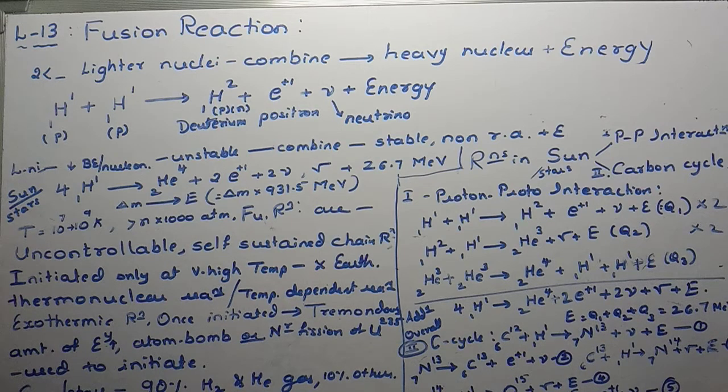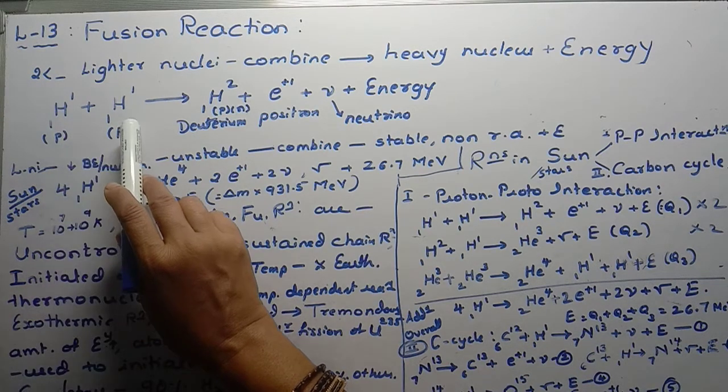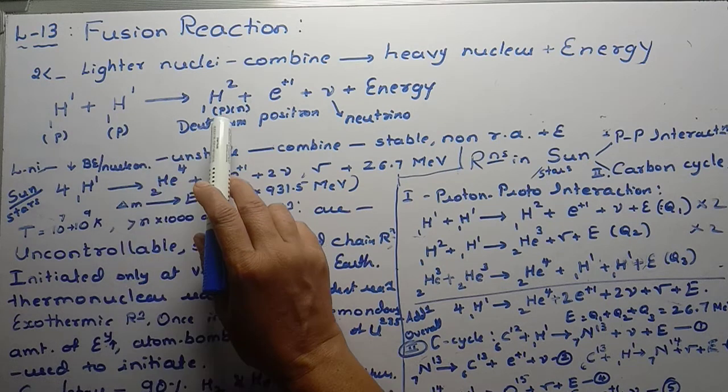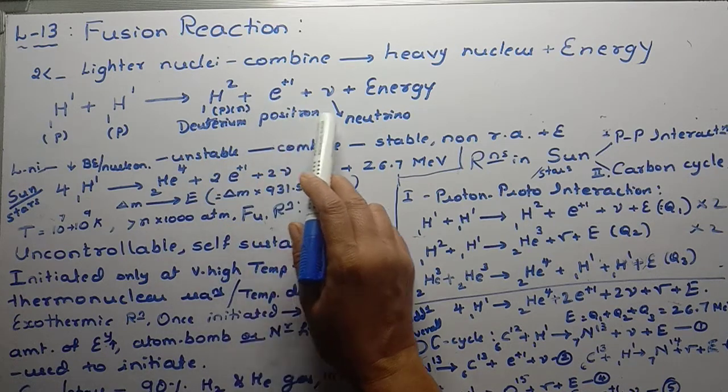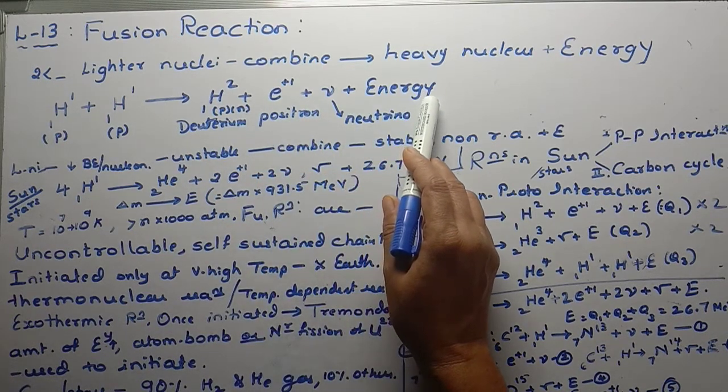Okay, see the definition, already you are well familiar. It is the process of combining two or more lighter nuclei to form a heavy nucleus along with the liberation of energy, is said to be a nuclear fusion reaction. For example, when one hydrogen atom reacts with another hydrogen atom, it gives deuterium, that is the isotope of hydrogen, and positron, neutrino, and a large amount of energy.